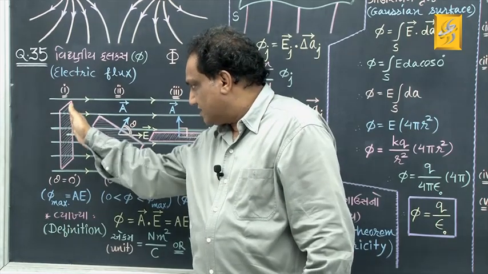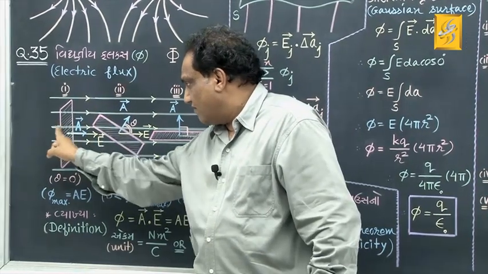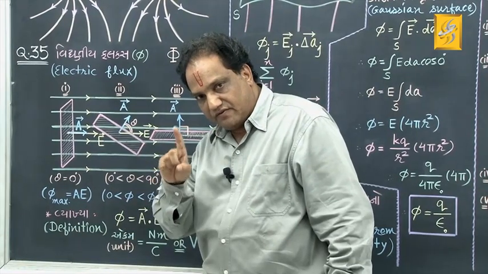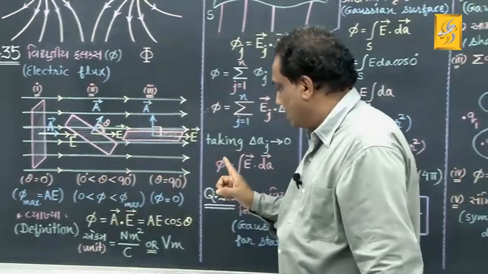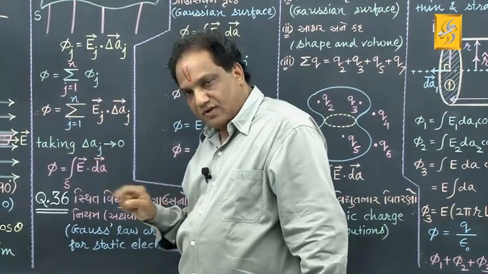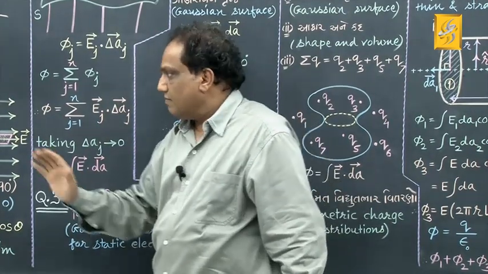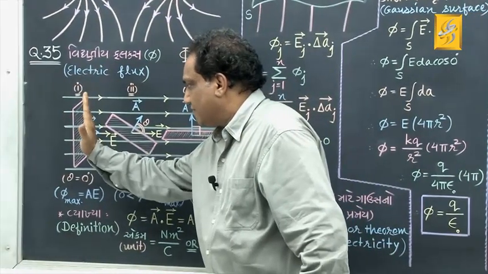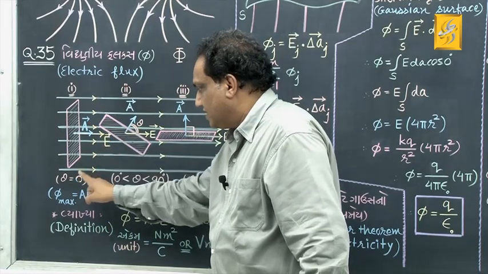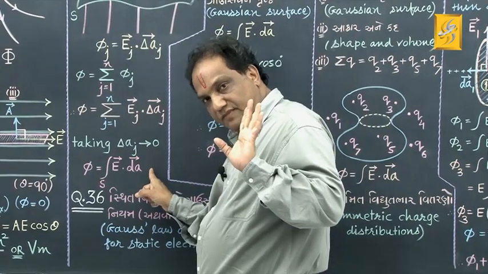When the chosen area is a flat, plane area, and it is perpendicular to a uniform electric field, the electric flux is A into E. Let us see if we can get the same result from this general definition. Integration of E dA cos theta. But when the plane surface is perpendicular to the uniform electric field, the angle between vector dA and vector E is 0 degree. So E dA cos 0 degree, and cos 0 degree is 1, correct?